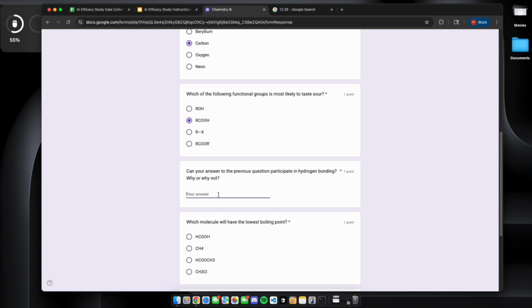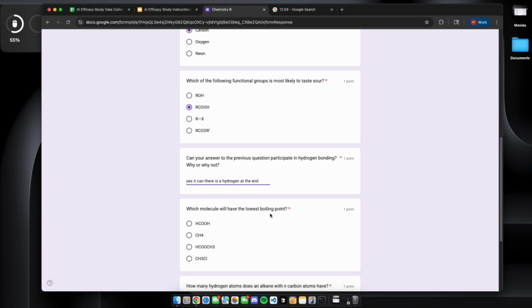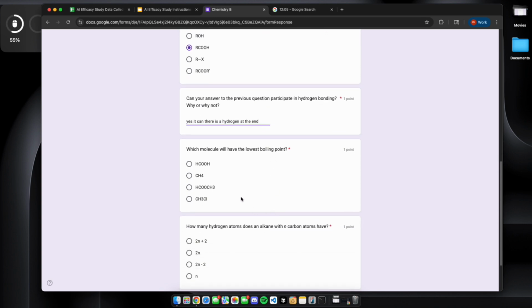Can your answer to the previous question participate in hydrogen bonding? Why? Why not? Yes, it can. There is a hydrogen at the end. Which molecule will have the lowest boiling point? So molecules that don't have a hydrogen bond will usually have the lowest boiling point, but it seems like all of them have some sort of hydrogen bond. I would go with this one.